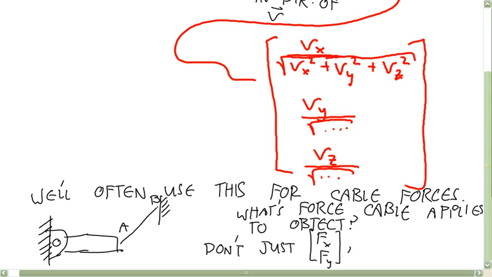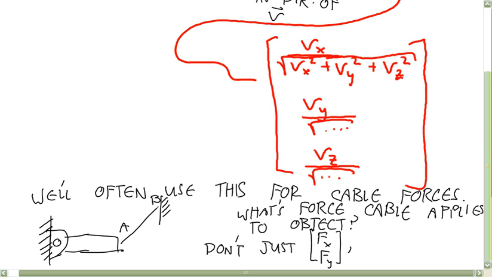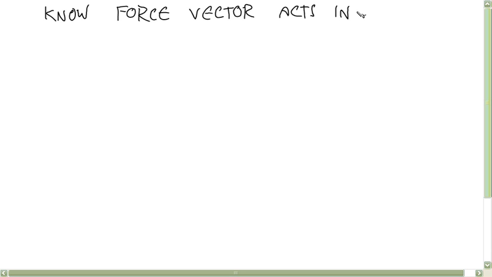So what you need to do is we'll calculate the vector pointing from A to B, okay? Because we know the force vector acts in the direction.